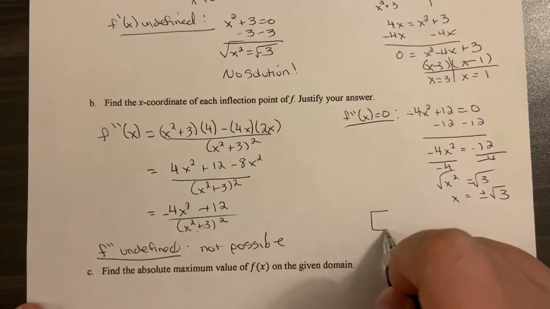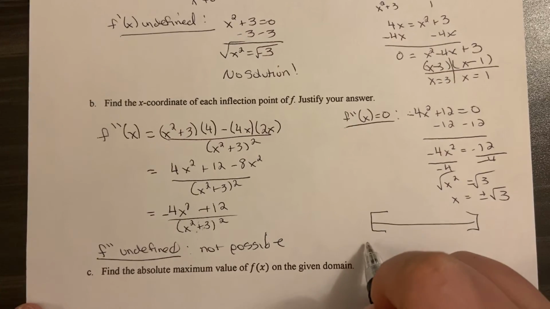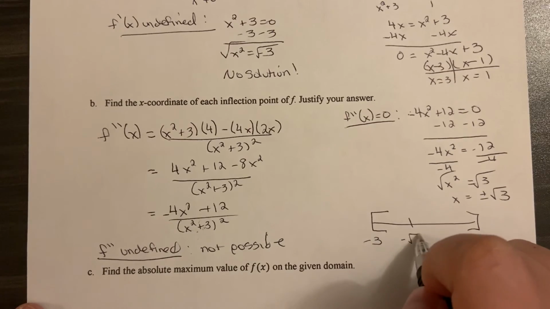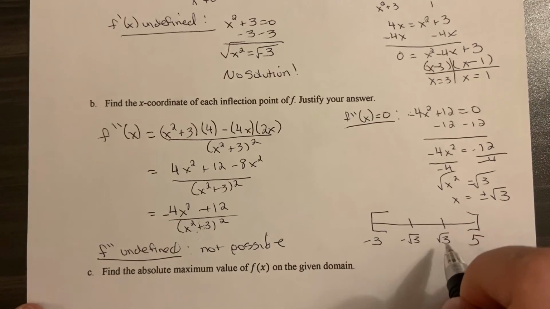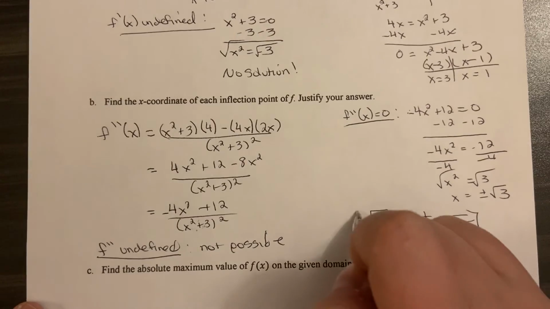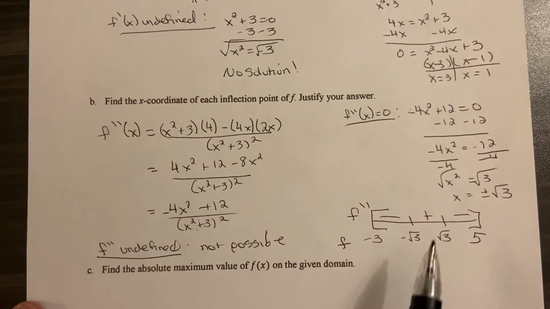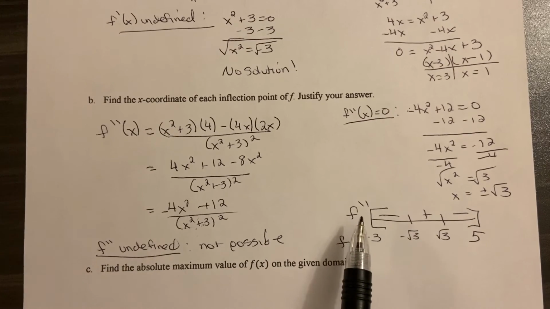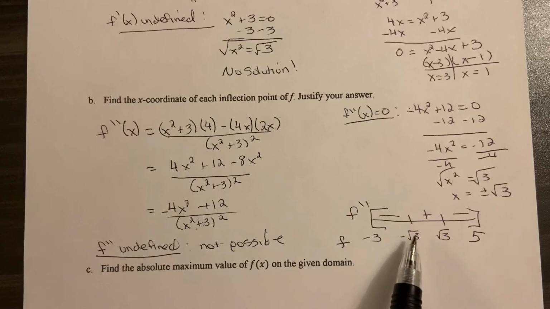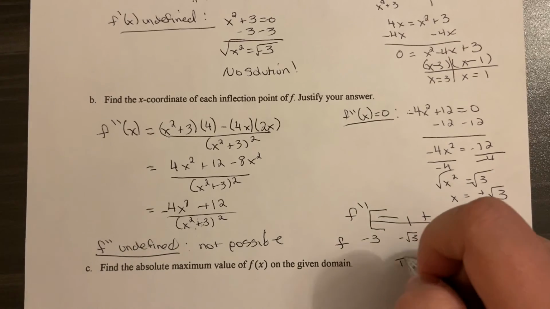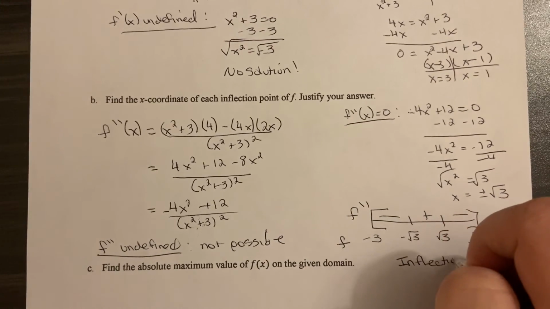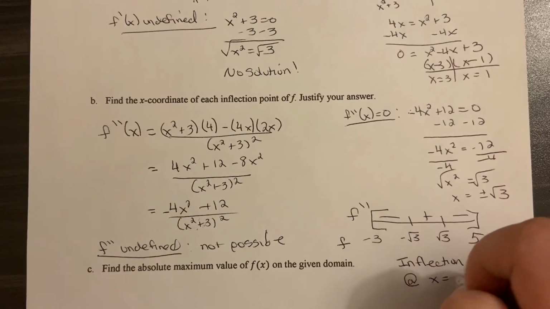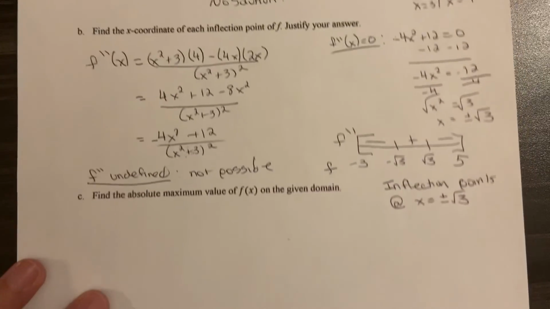So when I check the second derivative, again, my domain's from negative 3 to 5, but then I got to check from negative square root of 3 to square root of 3. And it ends up going negative, positive, negative when you sub it into the second derivative. So you have inflection points technically at both of those points. So inflection points at x equals plus and minus radical 3.